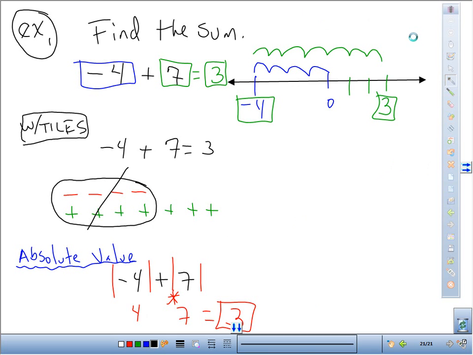Three different ways of finding the sum. The first way is using the number line. The second one is using tiles. And the third way is using absolute value. Piece of cake? Yes? All right.